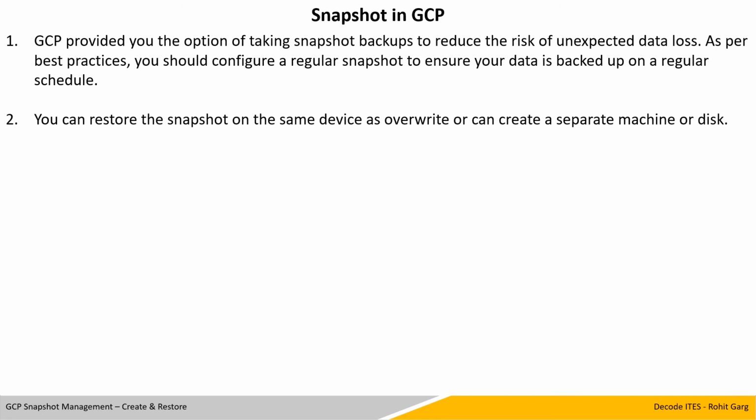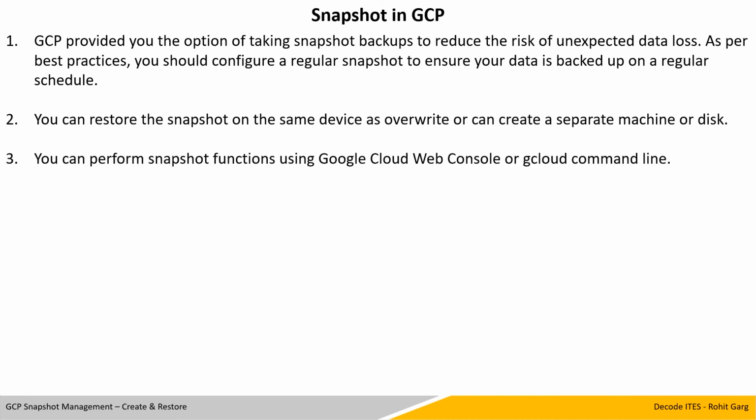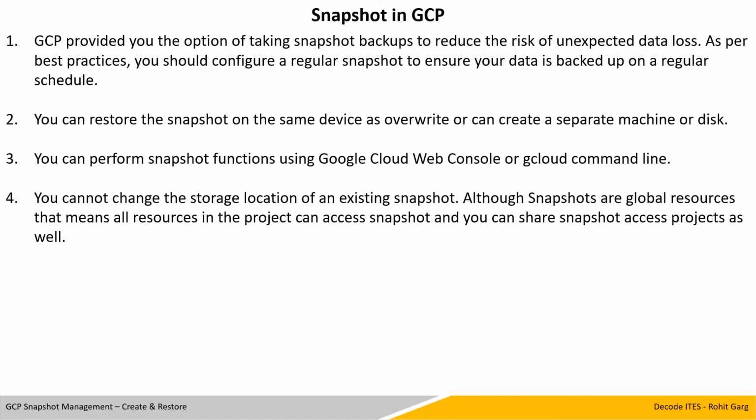You can create the snapshot on the same device as an override, or we can create a separate machine or disk using the snapshot. You can perform snapshot functions using the Google Cloud web console or the gcloud command line utility. You cannot change the storage location of an existing snapshot, although snapshots are global resources. That means all resources in the project can access the snapshot. Also, you can share the snapshot across projects as well.